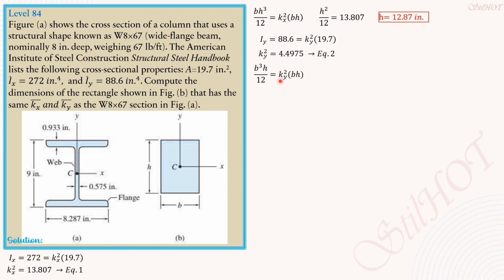So from here, k_y squared is b squared over 12, and that is equated to k bar y, which is equal to k bar y squared, 4.4975 inches squared. So from here, we can solve for b: square root of 12 times 4.4975. That is equal to 7.346 inches.